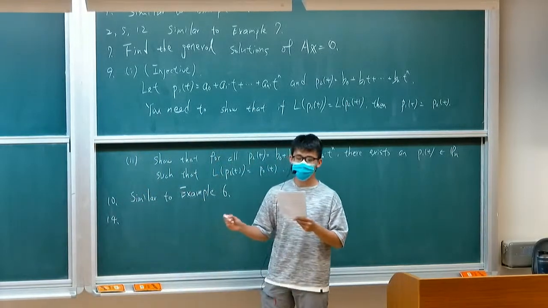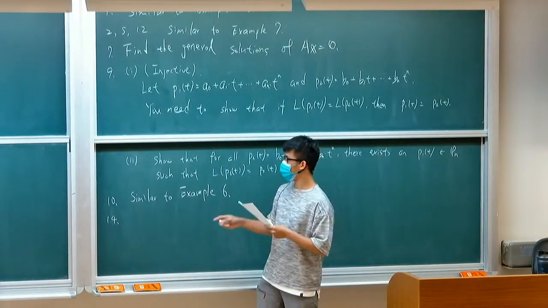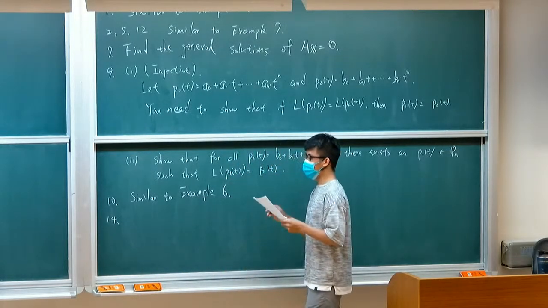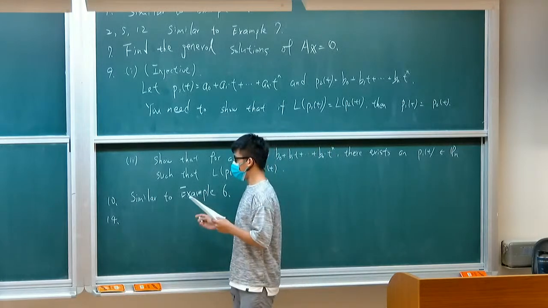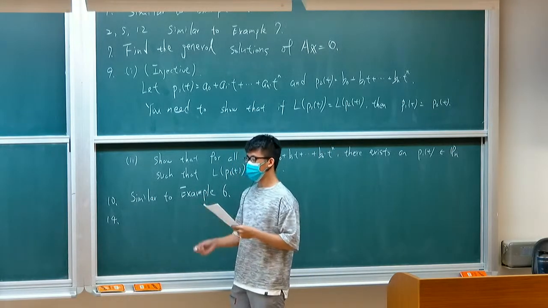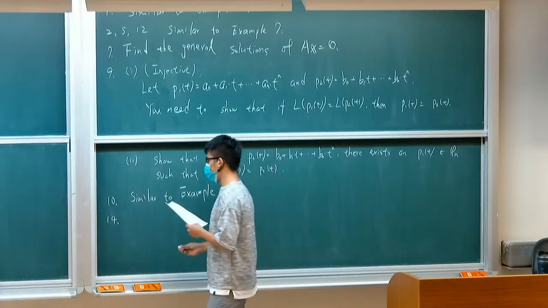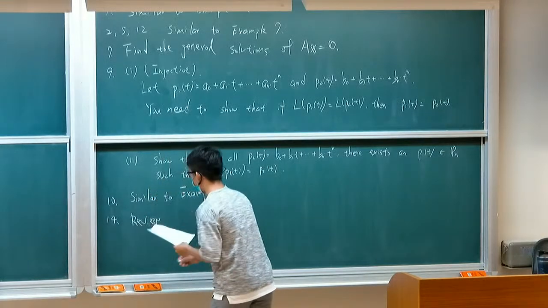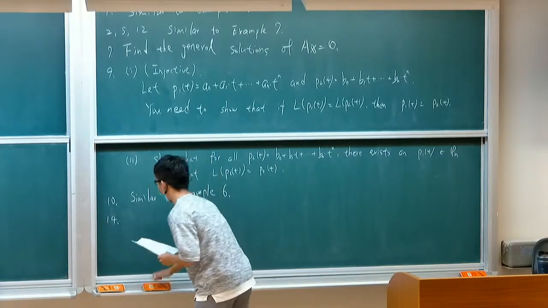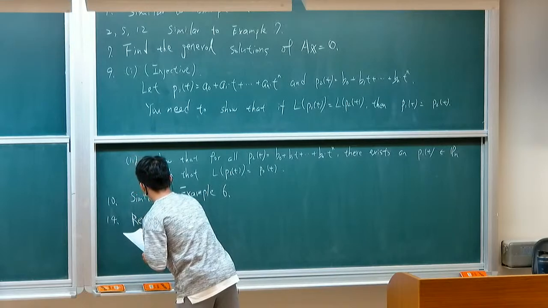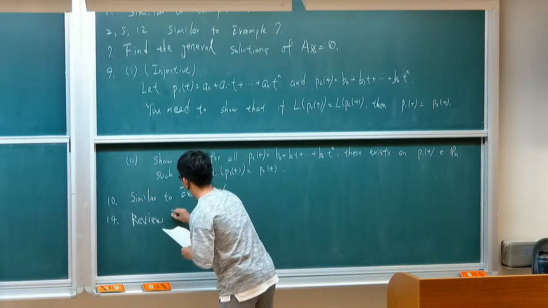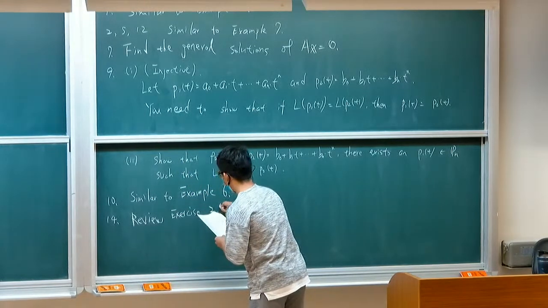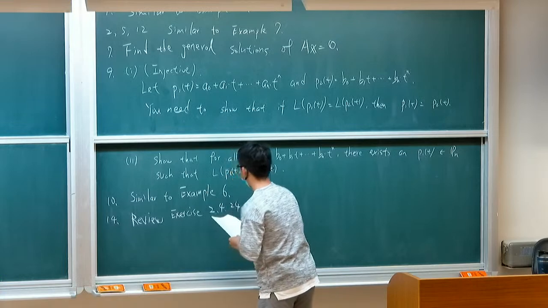For this exercise, if you can show that the degrees of p, p prime, all the way to the nth derivative of p are n, n minus 1, all the way to 0, then by an exercise we have done before, this set is a basis of Pn. I recommend you to review exercise 2.4.24.